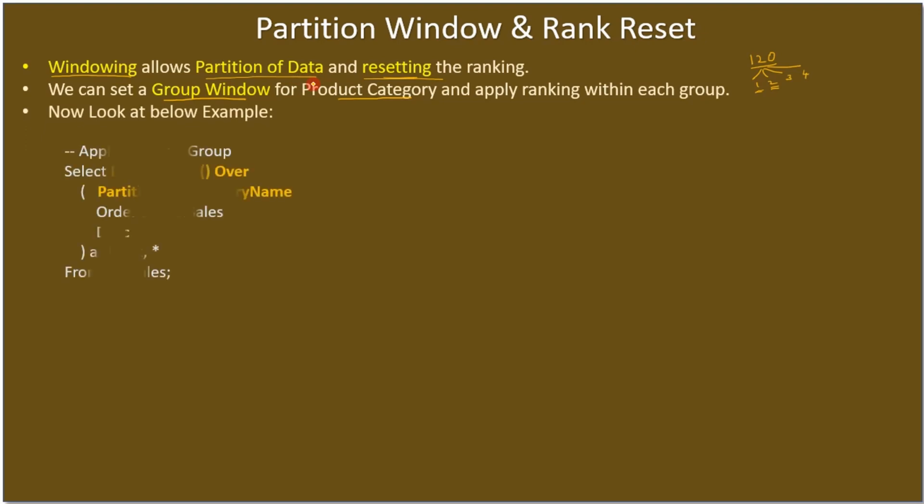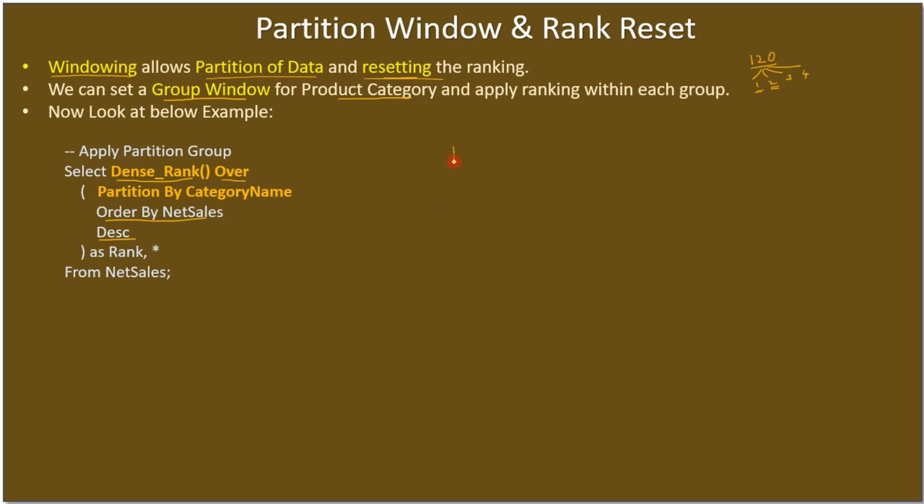Now let's look at the example. Here, SELECT DENSE_RANK. We know about DENSE_RANK; we already had an example on this. DENSE_RANK OVER ORDER BY net sales descending. So this will apply the ranking. But here, if you see, we are stating PARTITION BY category name.